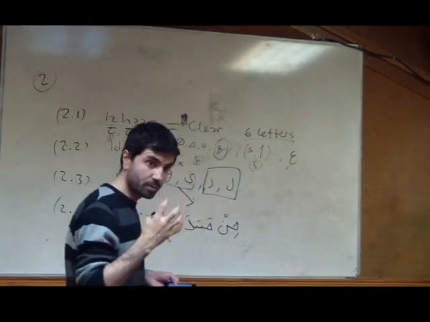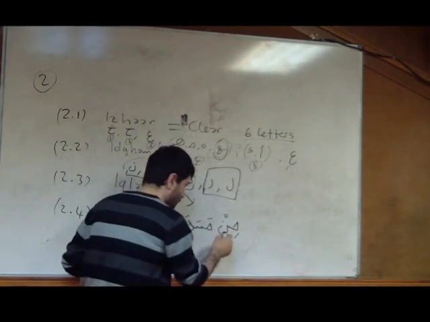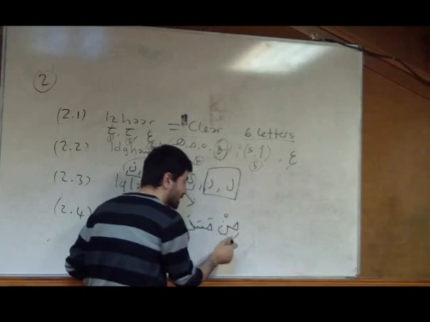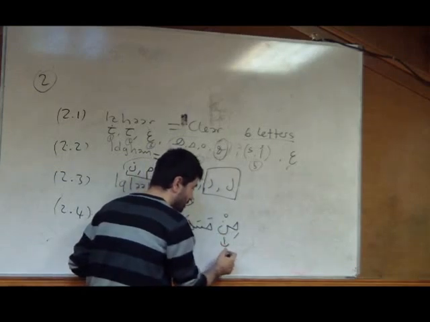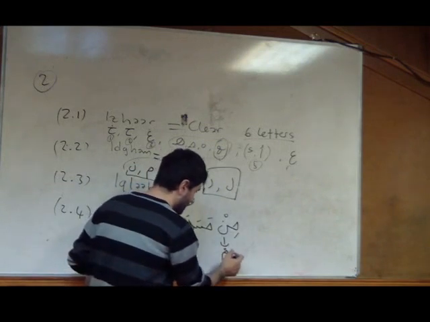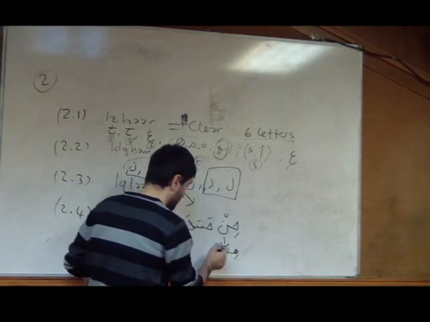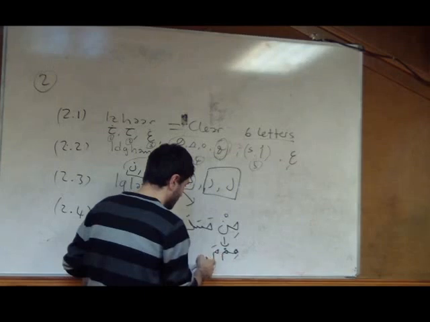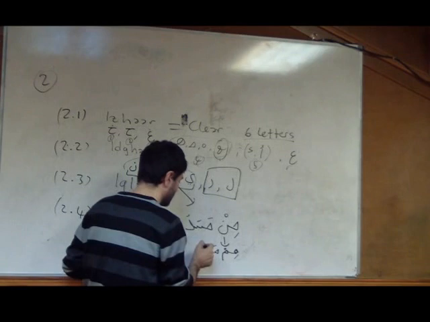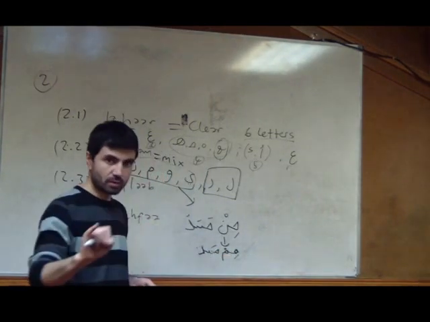Now we're going to make the sound. How do you do it? The first thing you do, you mix it. How do you mix it? So we said noon is going to turn into what? Mim. So it became like this mim here. Mim, another mim. So mim masad. So you turned it, this is the first thing.